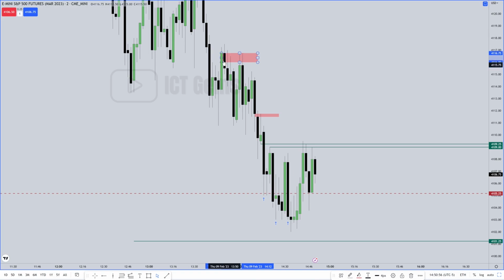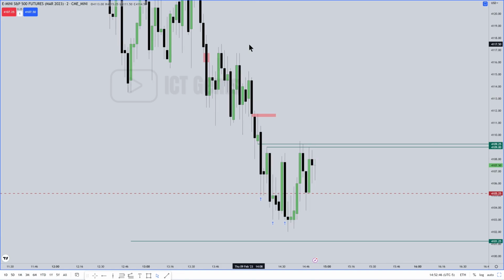When the bodies of these candles came back up into this fair value gap, that little segment right there, look where the bodies go. See where it stops? The closing price on this candle is 4116.75. What's the low of this candle? 4116.75. That's perfect. That's a signature that shows you the market's algorithmic.